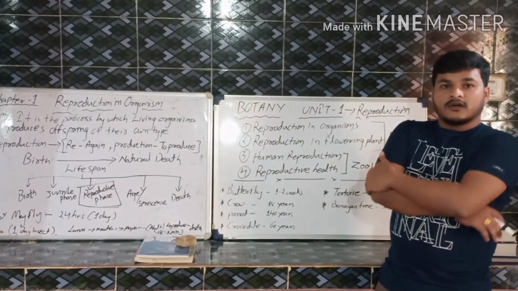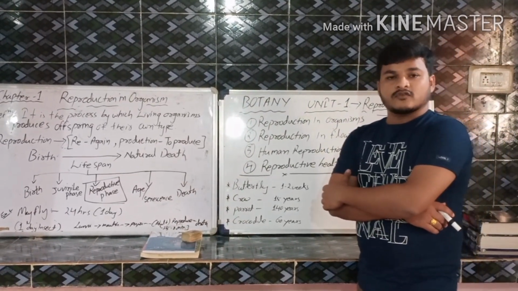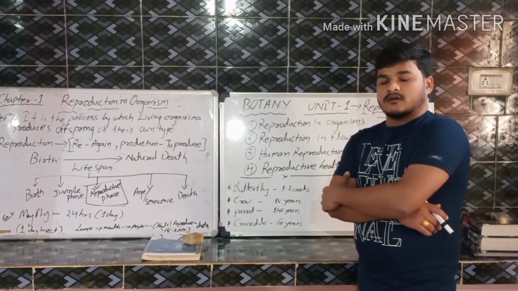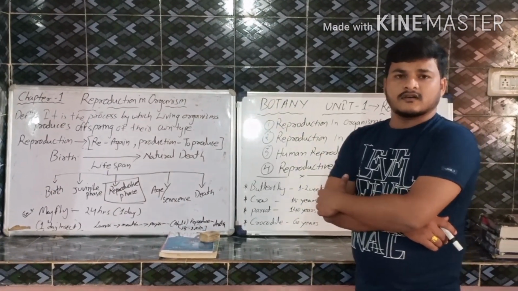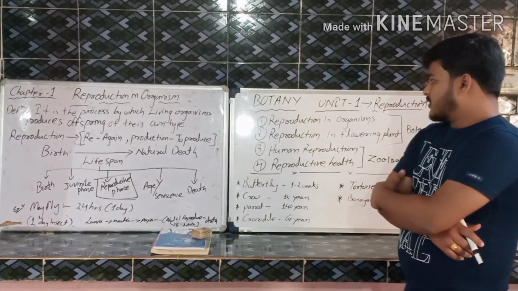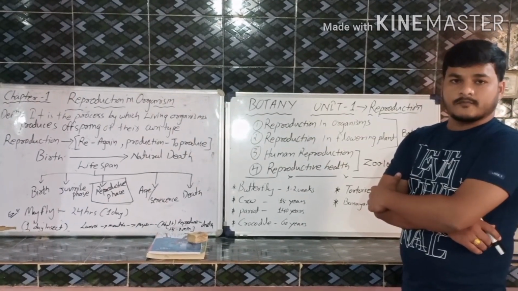So botany consists of 4 units. One is reproduction, second is genetics, third is molecular basis of inheritance, and then ecology and environment. And today we are going to introduce our first unit, which is reproduction.